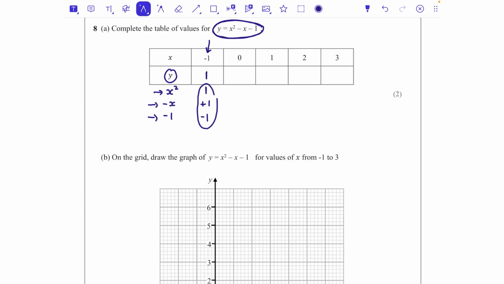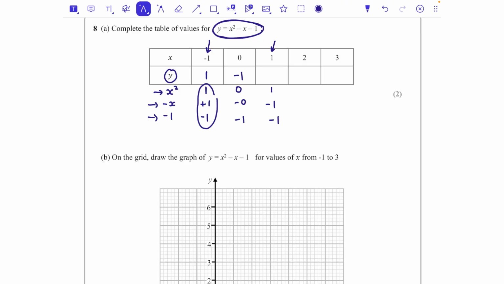Now we're going to do the same thing, but for 0. So 0 squared is 0. Minus 0 is minus 0, it's just 0. And then we're going to take away 1. So altogether, that is minus 1. Now we're going to do the same for 1. 1 squared is 1. Take away x, which is take away 1. Take away another 1.